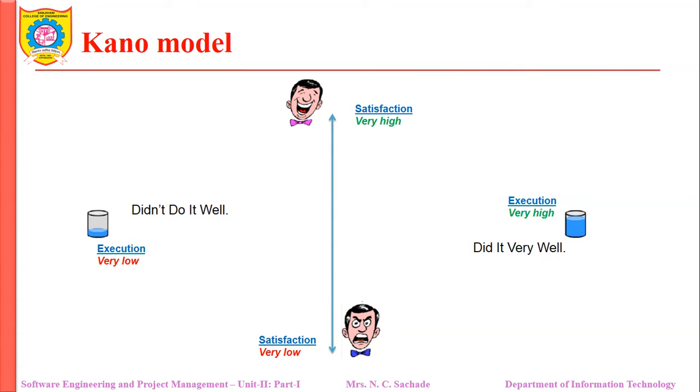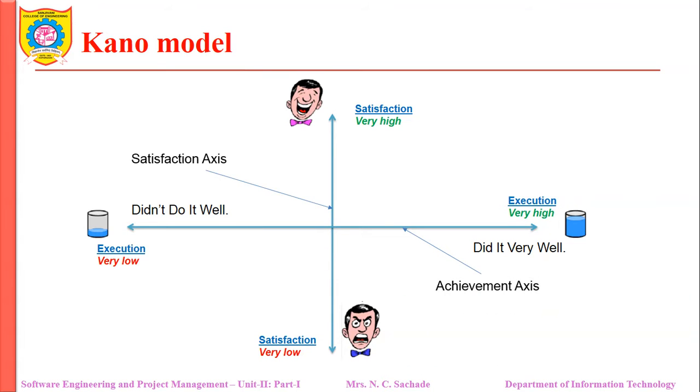So the Kano model works this way. It has this satisfaction axis, which ranges from very low customer satisfaction to very high customer satisfaction, and we have this horizontal axis which is about achievement. This achievement axis also ranges from very low execution to very high execution. So the requirements, if I place them here, how will it work? Execution is very low and customer satisfaction is also very low. So if the requirement lies here, then we cannot achieve customer satisfaction if the execution wasn't done well.